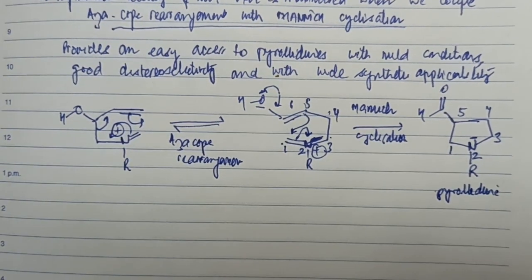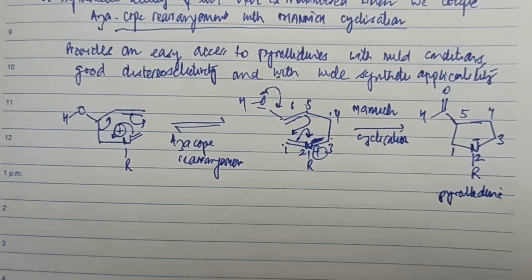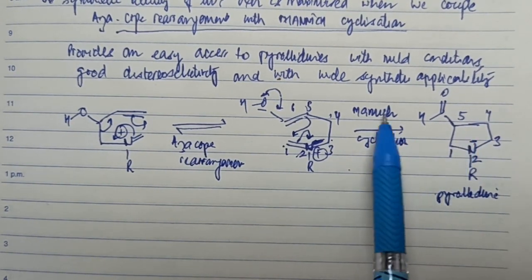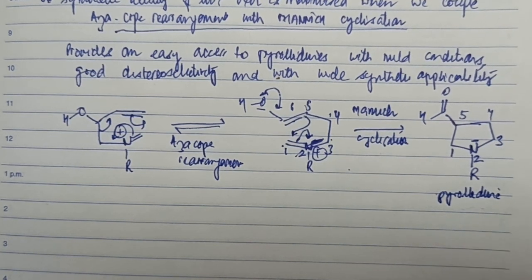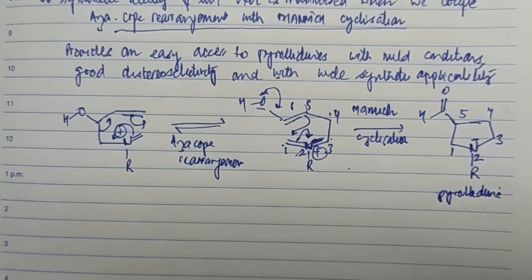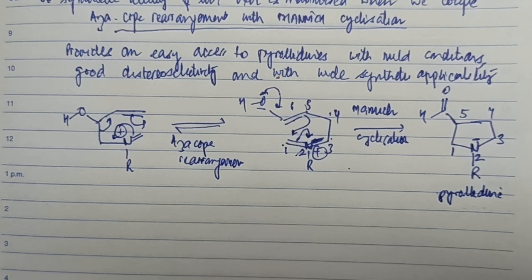So this is an excellent synthetic methodology by which first an azacope rearrangement occurs, followed by a Mannich cyclization, to result in the formation of heterocyclic systems with extreme ease under very mild conditions and in high orders of diastereoselectivity. So this is something regarding your azacope rearrangement.